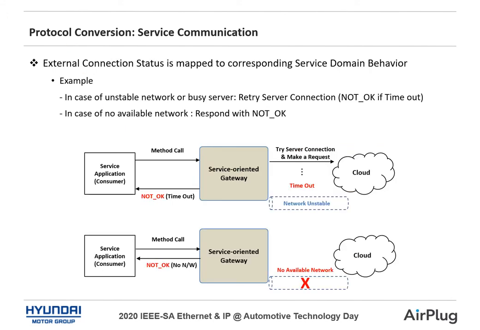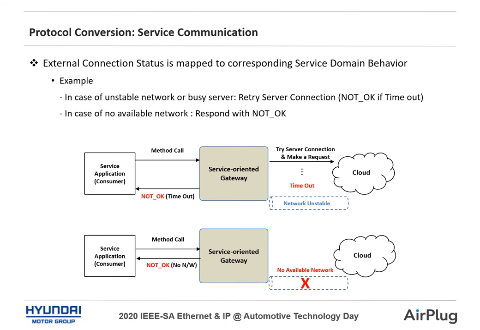So, the basic workflow for protocol conversion is pretty straightforward, but we need to consider some exceptional cases which arise from different characteristics of external connectivity. Here is one example. Occasionally, the external network, such as cellular network, is not stable. This can happen quite often when a vehicle goes through an area where cellular signal is very weak.